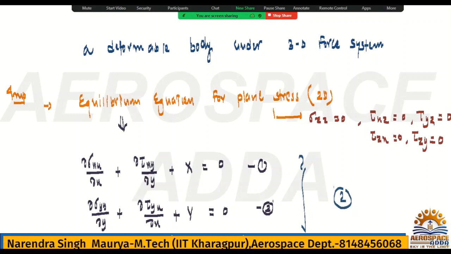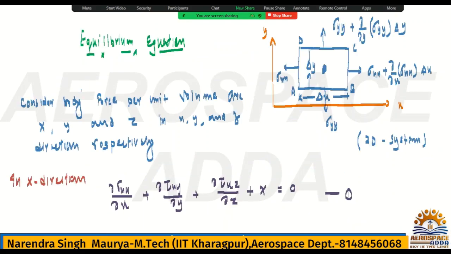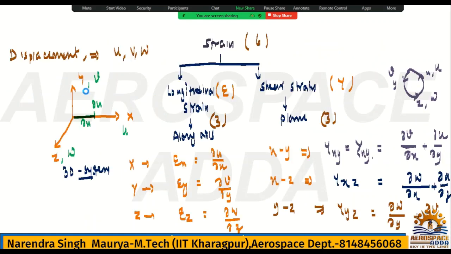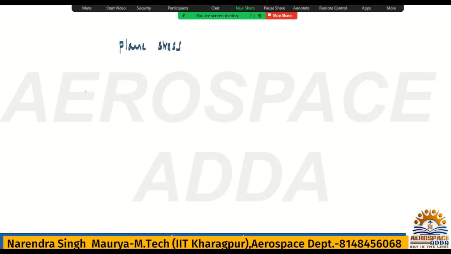So this is case one. I think I should say from here the story started. So I can say this is case one. Now I am going for case two. After explaining all those things, I am going for case two. What is case two? For the plane stress condition, how many strain displacement equations do we need to get?